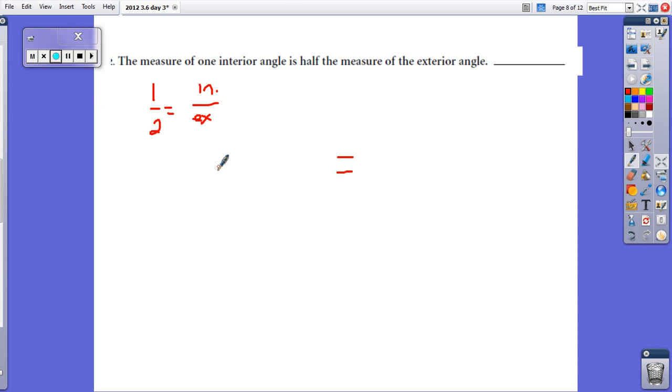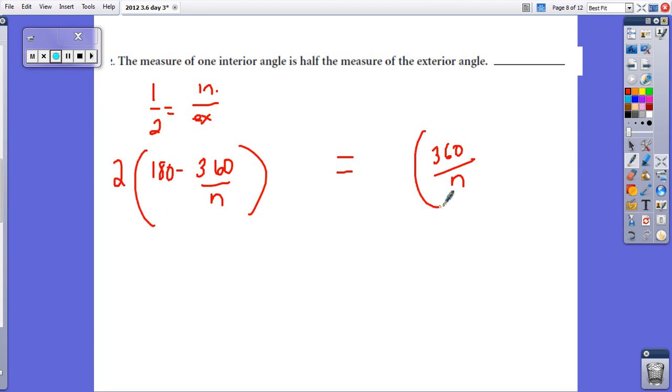If I put the interior angle on one side, 180 minus 360 over n, and I put the exterior angle on the other side, which would be, the formula would be 360 over n. Since I know the interior angle is half, if I multiply the interior angle by 2, I'll be able to equal the exterior angle. I don't really have to put a 1 over there. So if I distribute that 2, I'm going to end up with 360 minus 720 over n, just distributing the 2 to both parts, equals 360 over n.